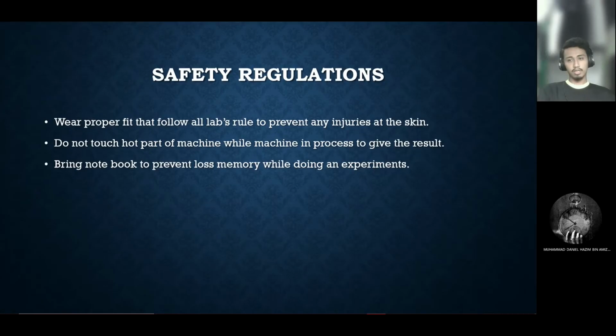Safety regulation for lab 5. Wear proper attire and follow all lab rules to prevent any injuries to the skin. Do not touch hot parts of the machine while the machine is in process to give the result. Bring a notebook to prevent lost memory while doing experiments.